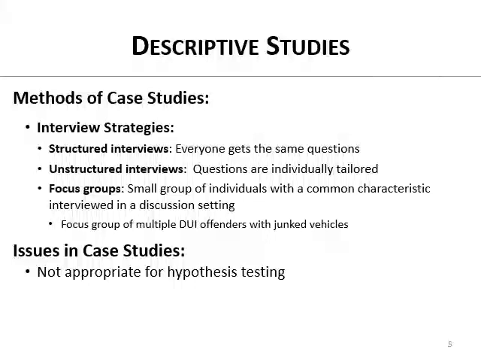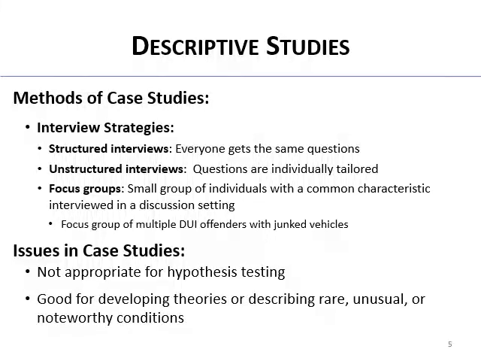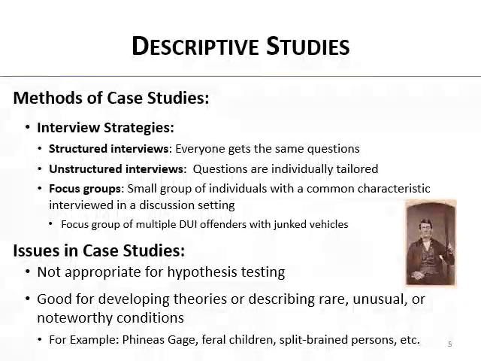So there are some issues in case studies. They're not particularly appropriate for doing hypothesis testing. They are good for developing theories or describing some sort of really rare or unusual, noteworthy condition you run into. For example, Phineas Gage, the guy who, I don't understand the full story, but basically was working on the railroad and something blew, something like dynamite blew, and it put a spike through his head and it changed his personality. There he is in a picture. Feral children, like Mowgli. So if you wanted to describe that sort of situation, that would be a case study. Split brain persons, where they still split the brain for severe seizures, for example.